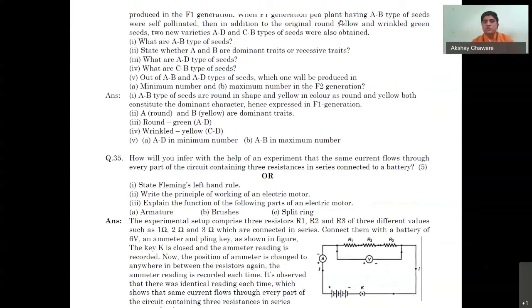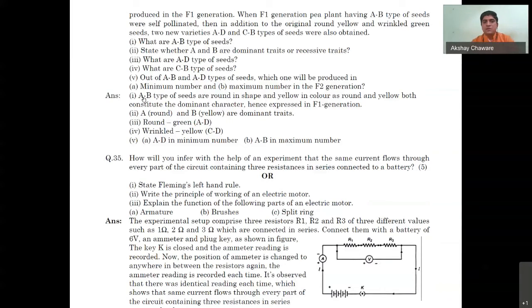When F1 generation pea plants having AB type of seeds were self-pollinated, then in addition, here we have to consider both the F1 generation and F2 generation, and accordingly some questions are asked. So here the solution is written very shortly, but here you have to explain the F1 generation and F2 generation. And if you write the F1 generation and F2 generation, then it will be very helpful to you also to answer these questions. Okay, so AB type of seeds.